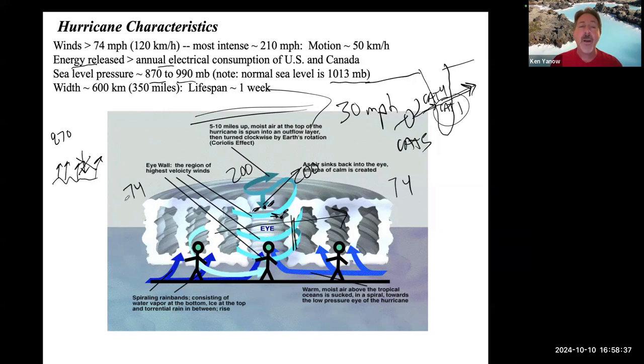It's impressive. Lifespan, maybe about a week if you're lucky, because sometimes these storms just sit, and if they don't move, and if you're beneath it on some type of island, for example, in the Caribbean, you're screwed, and it's a big, big problem.